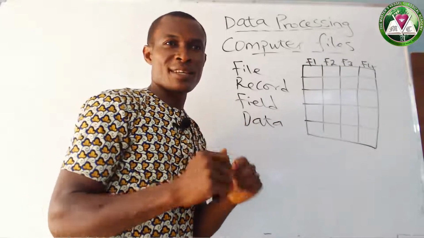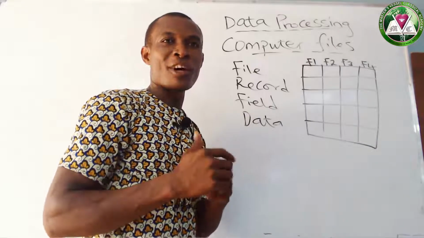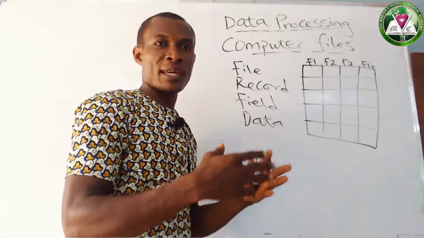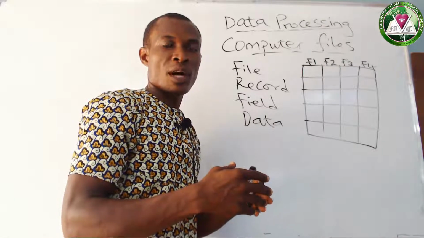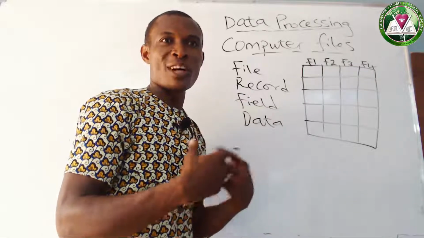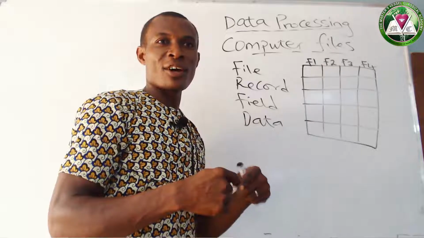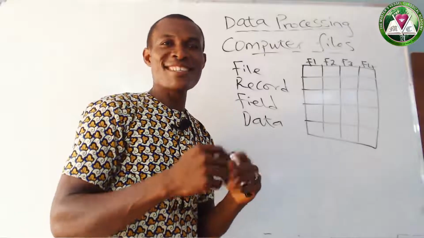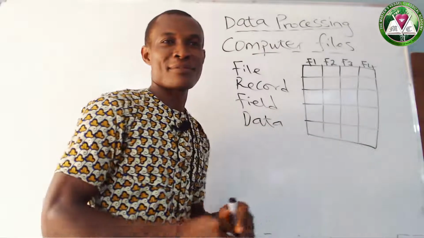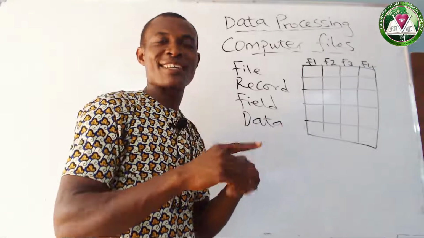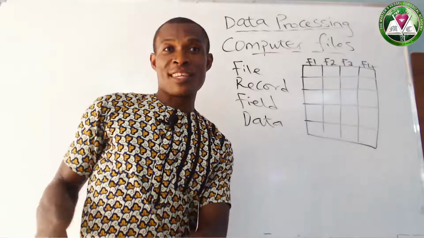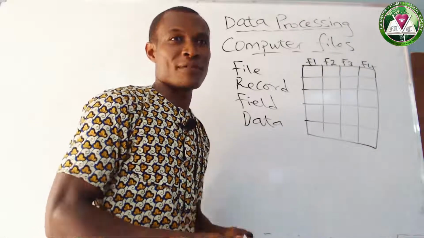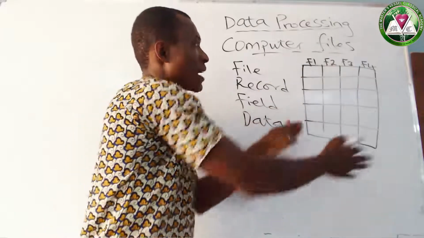When stored on a disk, it is a file. Remember when you are working with Microsoft Word or Microsoft Excel or any other application package, after entering your records and you want to save, the moment you click on save, the computer system will bring out a dialog box asking you to enter the file name. Because what you have just entered is a file you are going to store in a disk. You give the file name and you save it. So here now, this is the file.